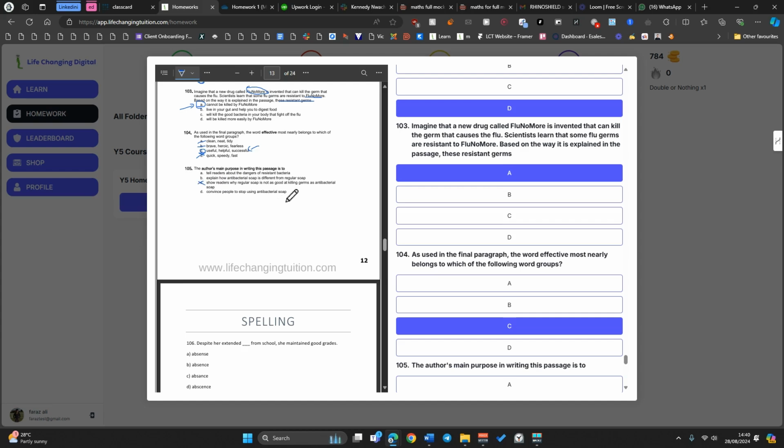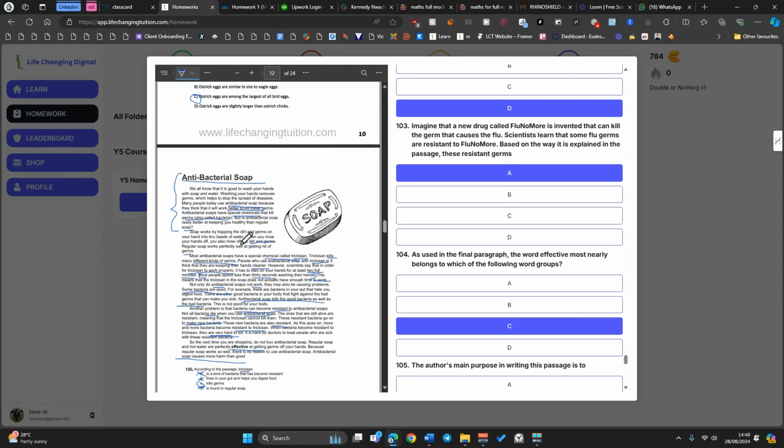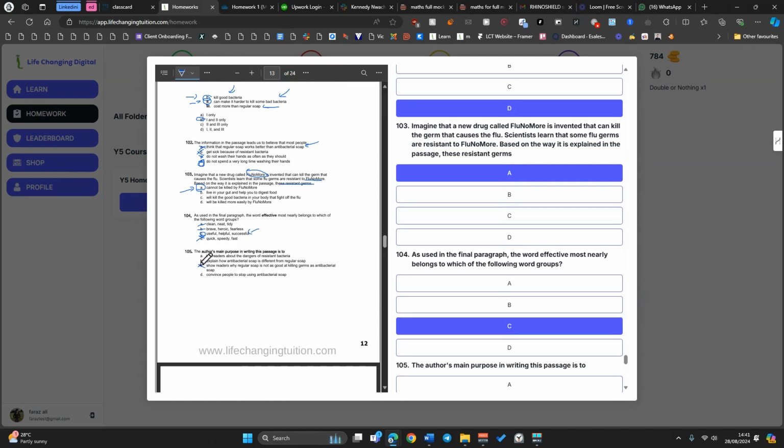Okay, so this is a bit more of a nuanced one. You have to try and think about what the general, like if you are writing this article, why would you be doing it? Like if you were the author, why would you be writing it? You can see from the start he's trying to say that antibacterial soap is bad, normal soap is good, and he definitely explains how it's different.